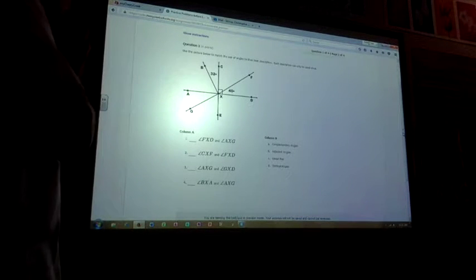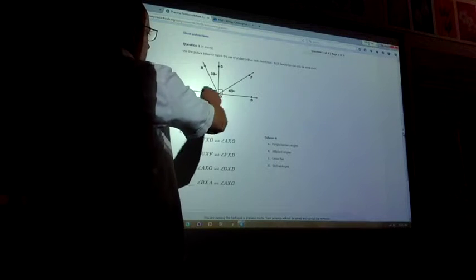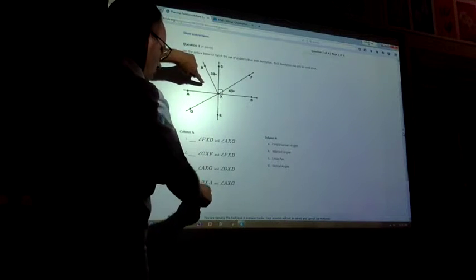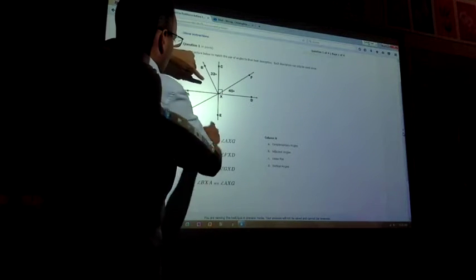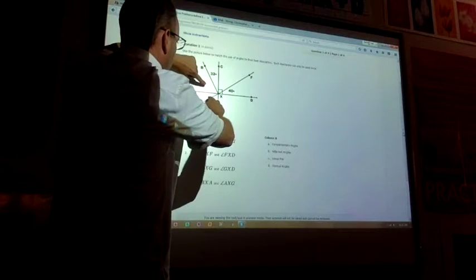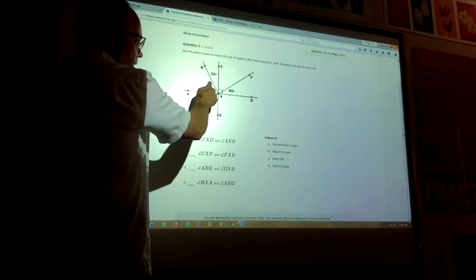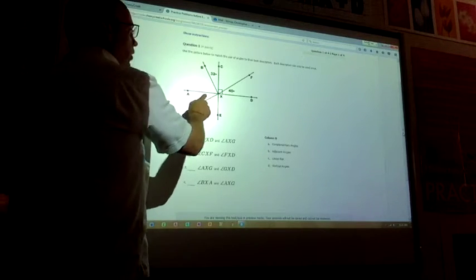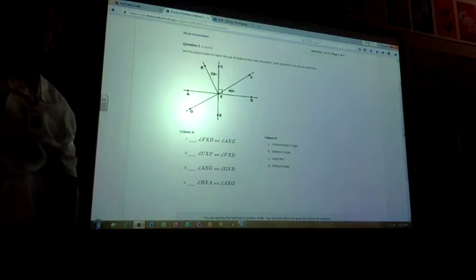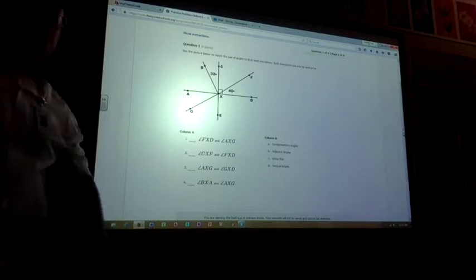And then BXA, let's see, BXA, so this angle here, and AXG. So these two angles right here, what do we know about them? They're adjacent, means they're right next to each other. Okay, does that make sense?